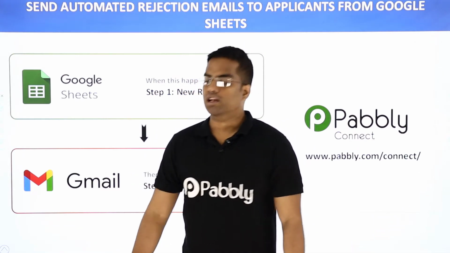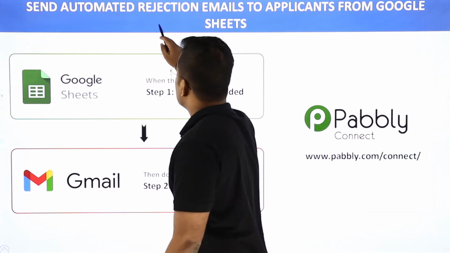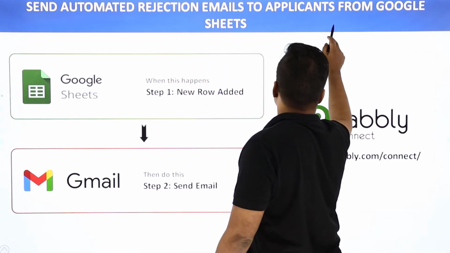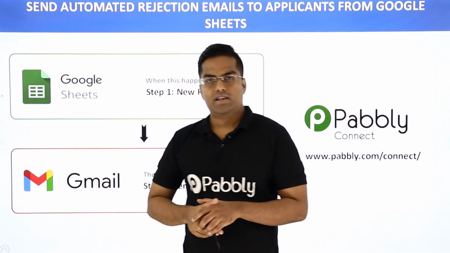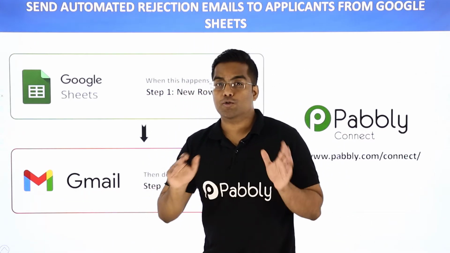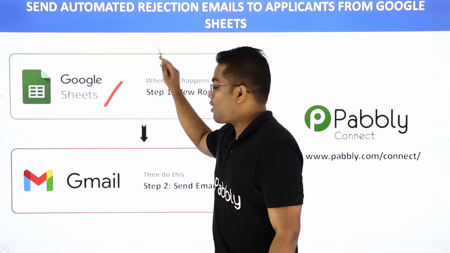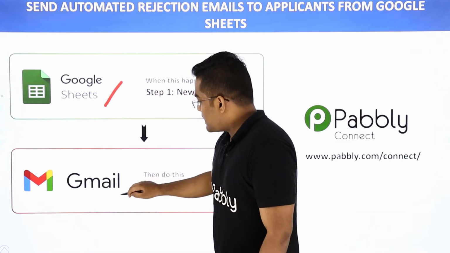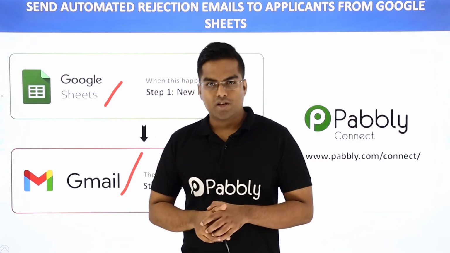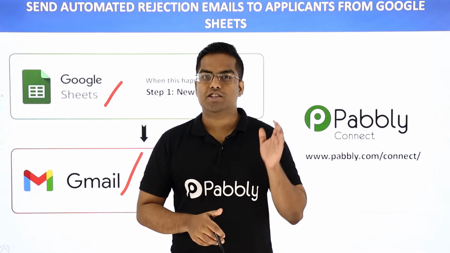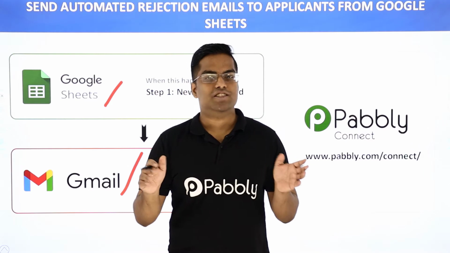So in this video we will learn how to send automated rejection emails to applicants from Google Sheets automatically. The idea is that if a new data row is added in Google Sheets of the applicants, an email will be sent to the applicants via Gmail. But the issue here is there is actually no integration between Google Sheets and Gmail.